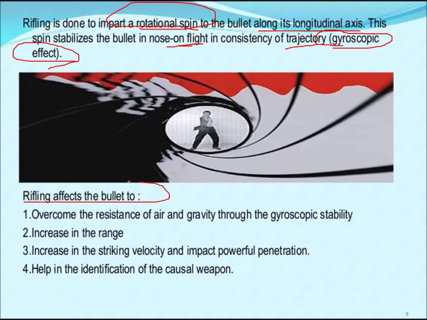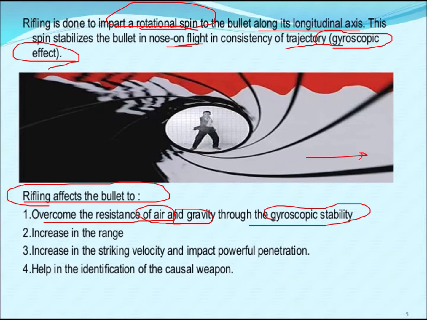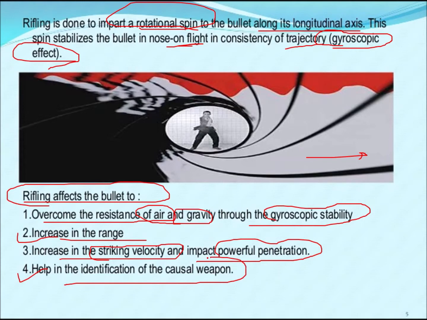Now, what are the benefits of rifling? It is going to overcome the resistance of air and gravity through gyroscopic stability. It is going to provide stability to any bullet, and it is going to increase the range of the bullet, increase the striking velocity or the impact and powerful penetration, and it is going to help in the identification of a casual weapon. Based on the rifling, we can identify a particular weapon.